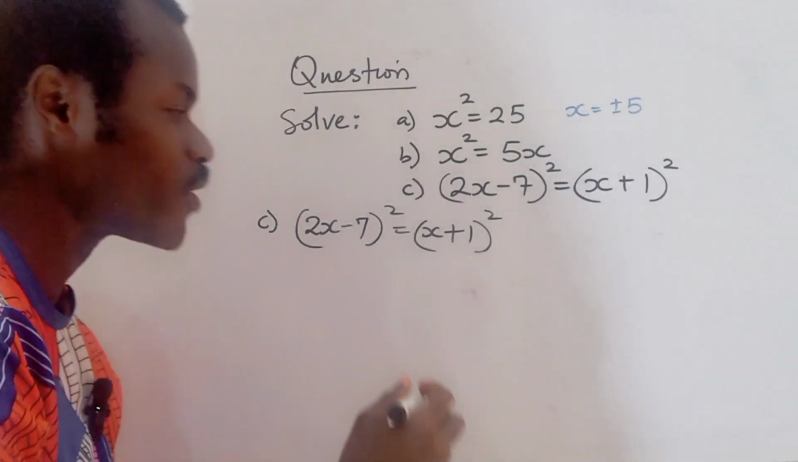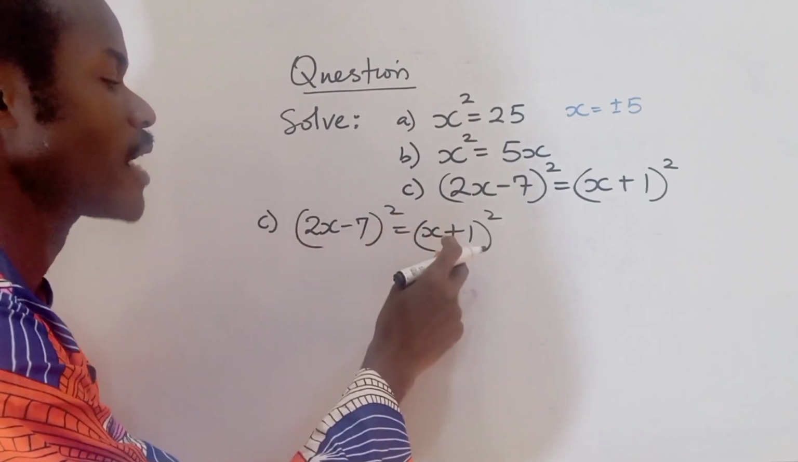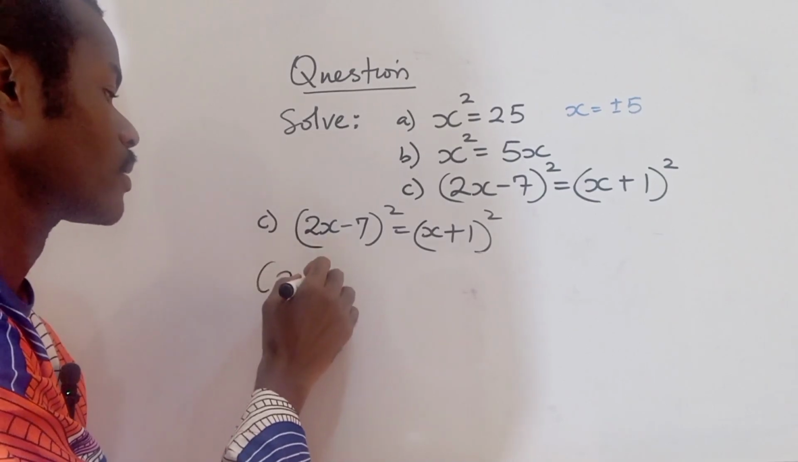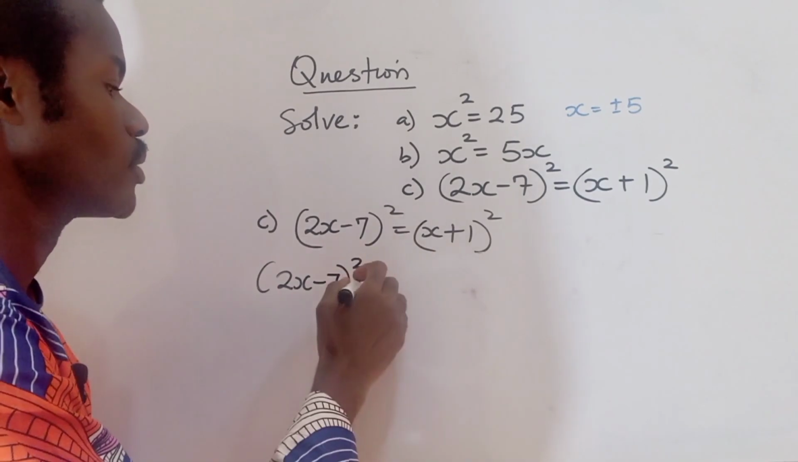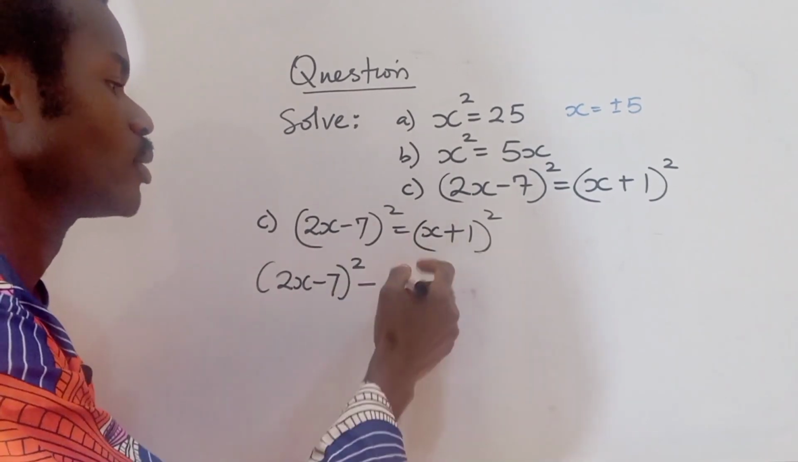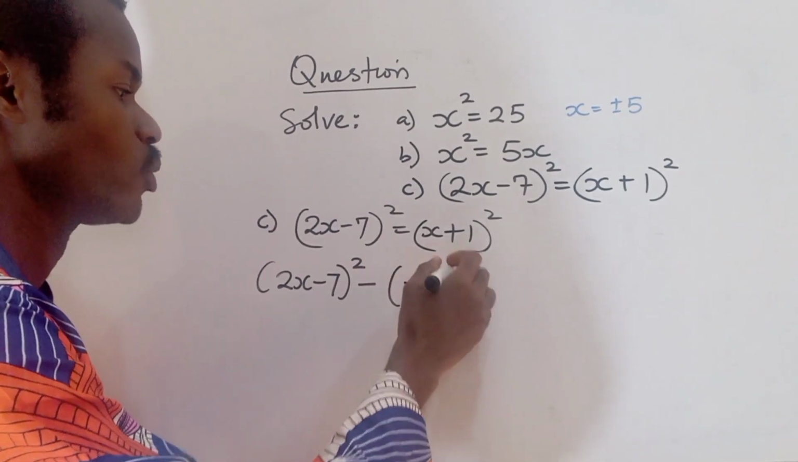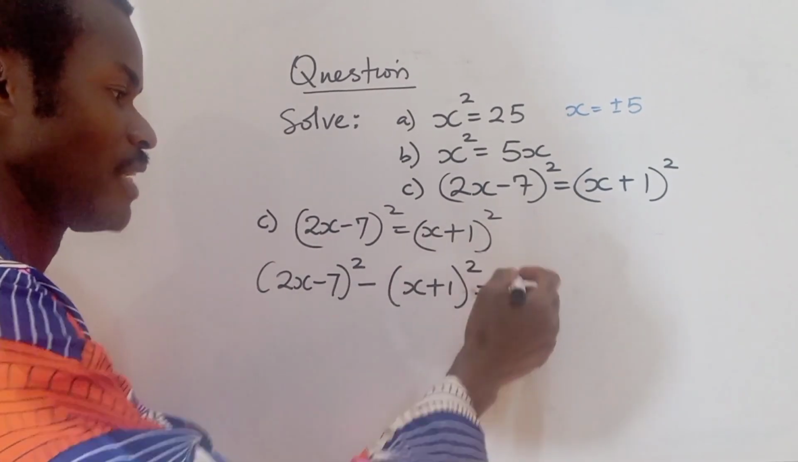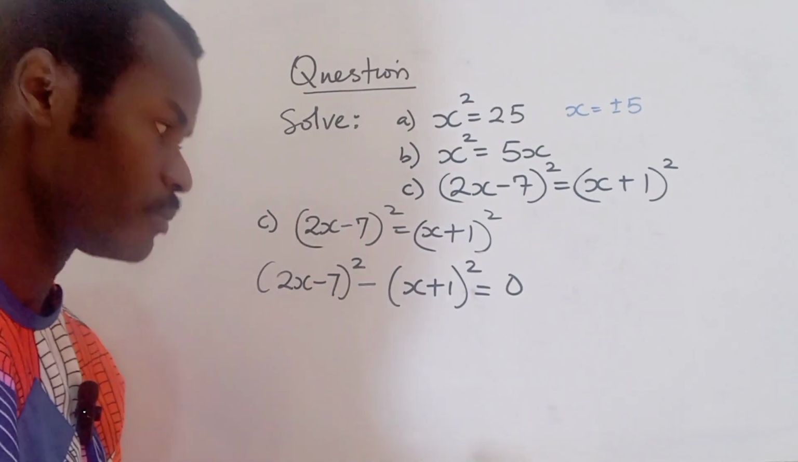The correct way of solving the problem is, I want to subtract this from both sides. So I'm going to have 2x minus 7 squared. I'm going to subtract this, or bring all this to the left hand side. So I'll have minus x plus 1 squared. If I subtract this by itself, this side becomes 0. So that is our first step.